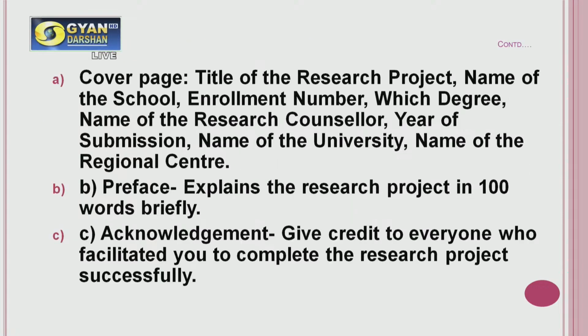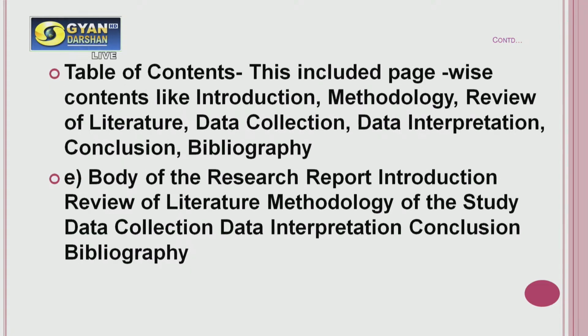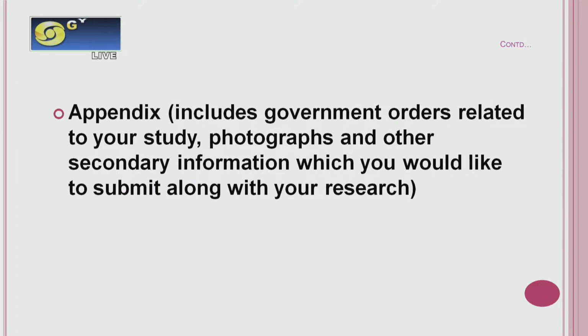Once you complete that research project, you have to write your research project. As I already mentioned, you have to clearly mention the course title, name, your enrollment number, which regional center you belong to, and year of submission, as well as you have to explain your research in 100 words, and you can give the acknowledgement. If there is any table of contents, you can include that. The body of the research project includes the introduction, review of literature, methodology, data collection, data interpretation and conclusions.